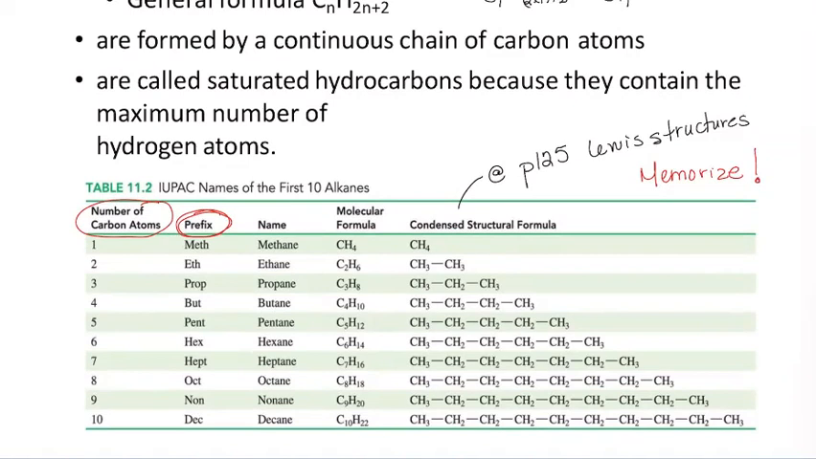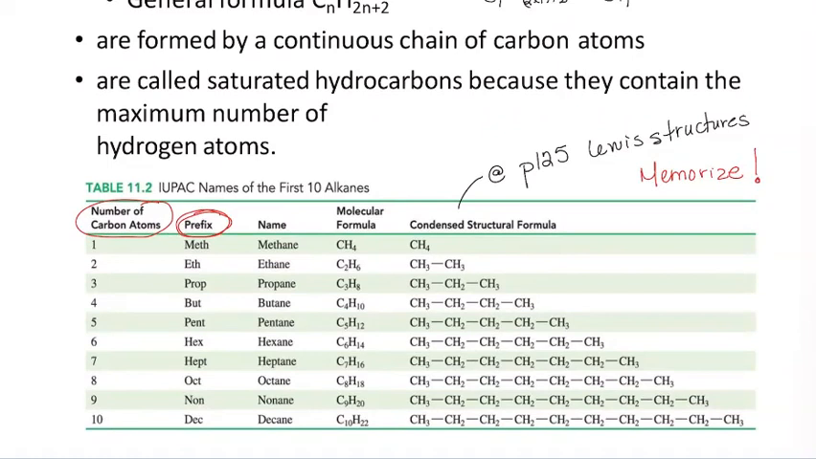From 5 to 10, you guys, is all Greek prefixes. Pent, hex, hept, oct, non, dec. So we have pentane, hexane, heptane, octane, nonane, and lastly, decane, okay?